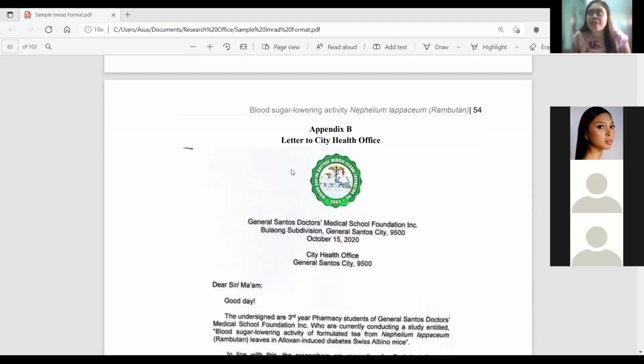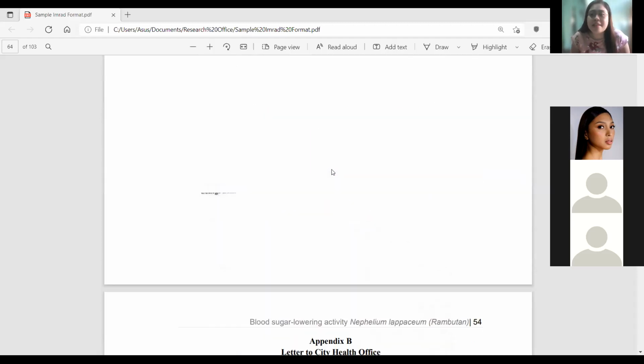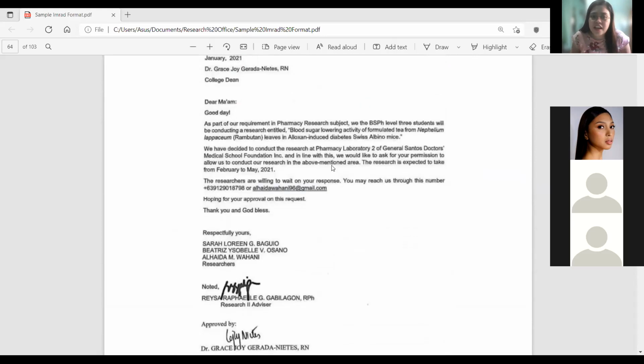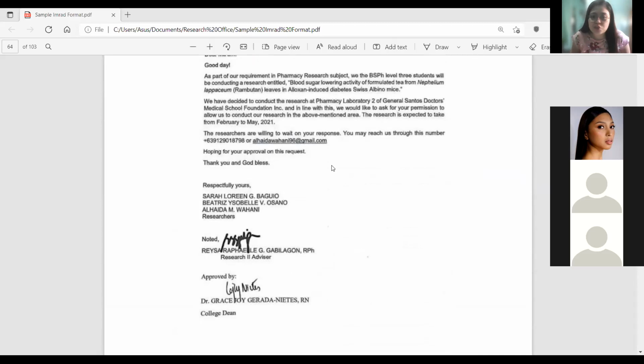And if you have other people or organizations that you need to ask permission from before you can conduct your research, please include that in the appendices. But sample letters only, ha, sample letter. Since they are done with their paper, this is now their final letter with the signature of the dean. And it also has my signature because I am their advisor. But for yours, I will not be the one to sign, ha. For example, you write a letter to the dean, noted by your advisor.